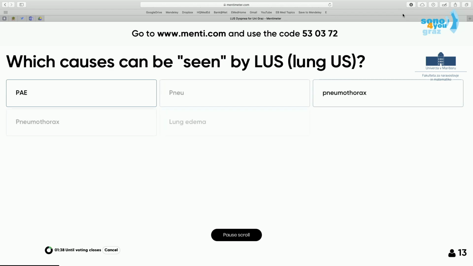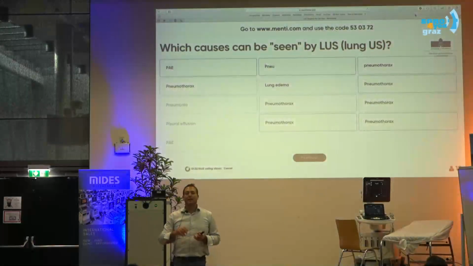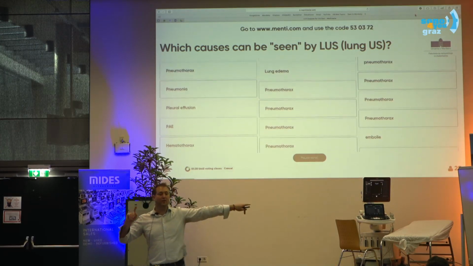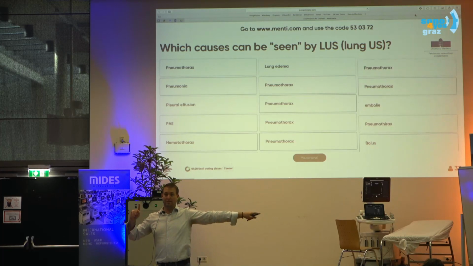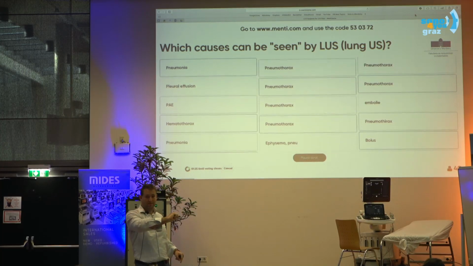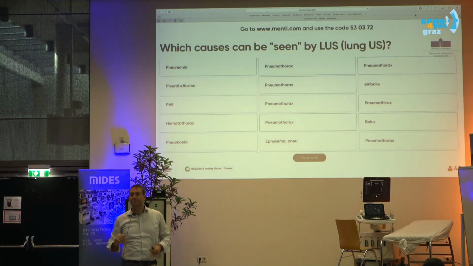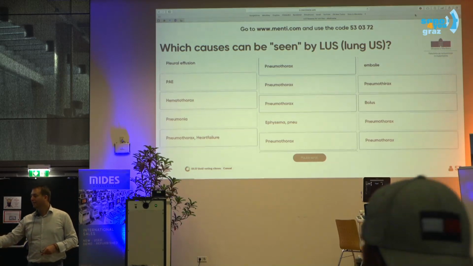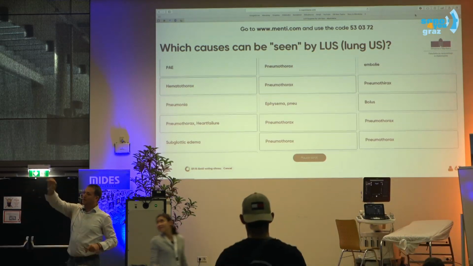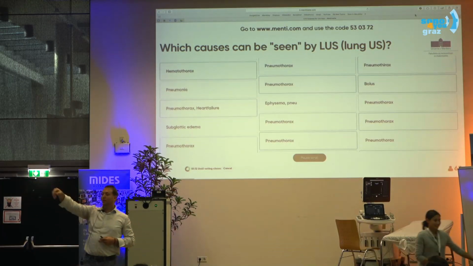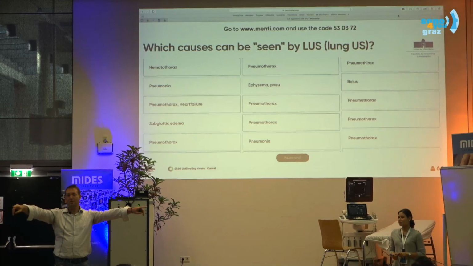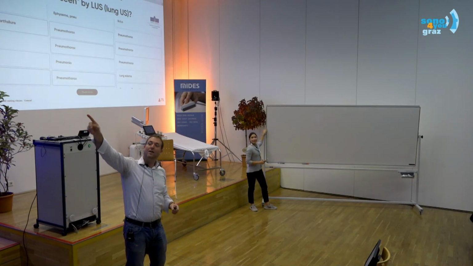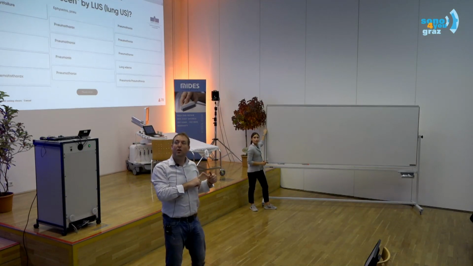Okay, so pulmonary embolism. Do I have one volunteer to write on the table? Hi, what's your name? Vanessa, please. Can you put down, it's okay, thank you. Do you agree we can see pneumothorax?